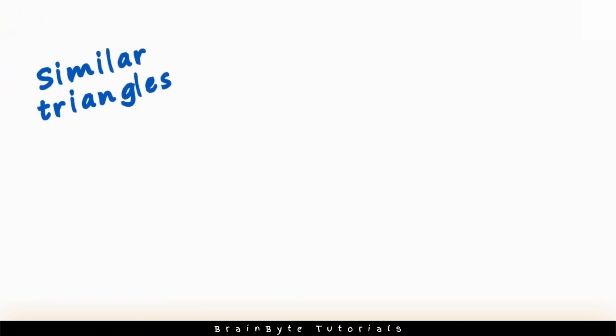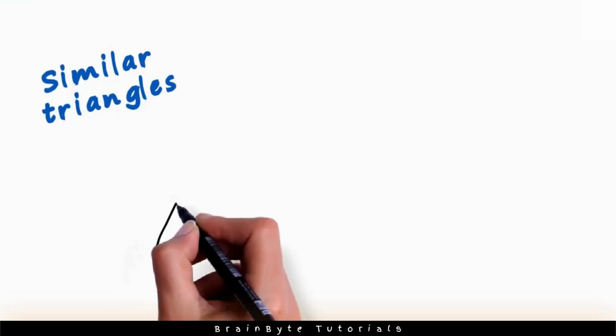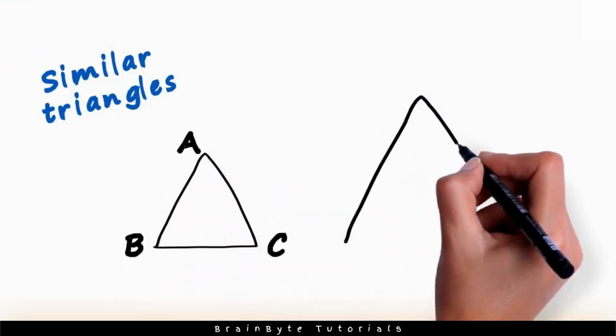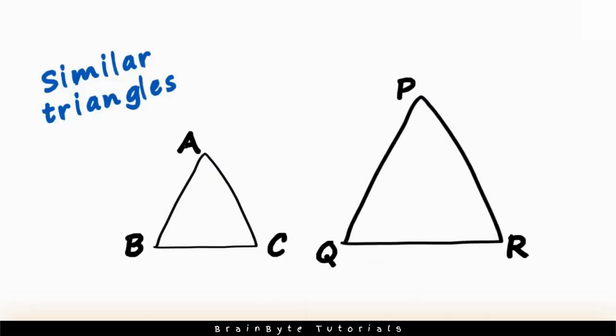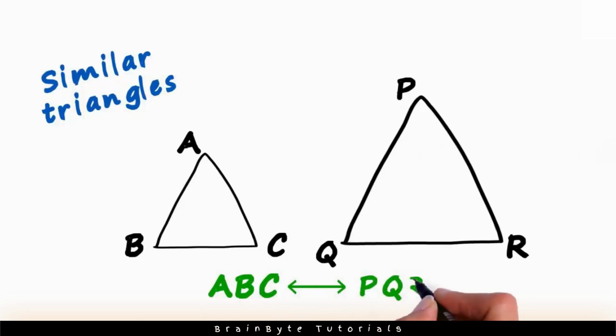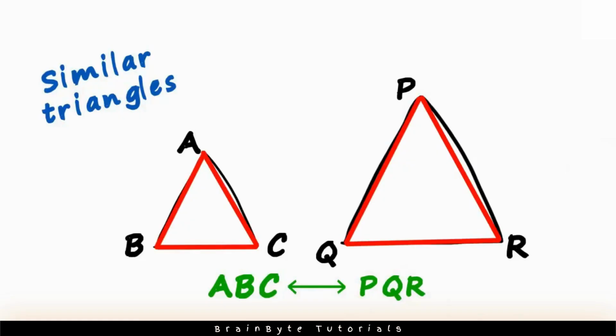and get a deeper understanding of similar triangles. Consider two similar triangles, triangle ABC and triangle PQR. Vertices ABC correspond to vertices PQR. Okay, these triangles are similar, but what else do similar triangles convey? What do they tell us about the sides and the angles? Well, quite a lot, I would say.